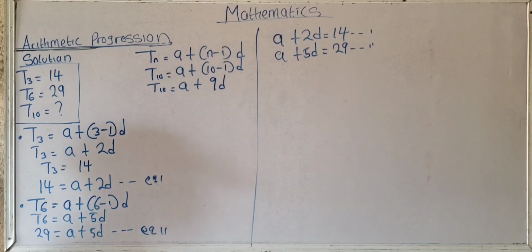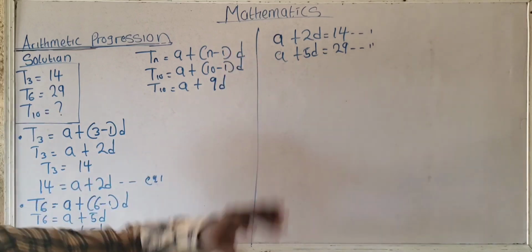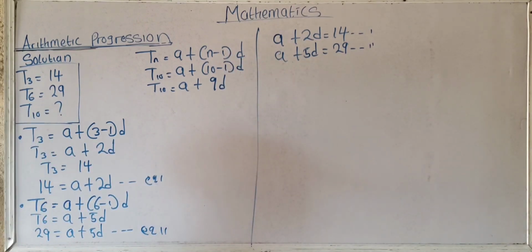In our previous class, we learned how to solve simultaneous equations, and I gave you two methods. The first is the elimination method, and the second is the substitution method. You can use any of these methods to get the values of A and D, but in this video I'm going to be using the substitution method.